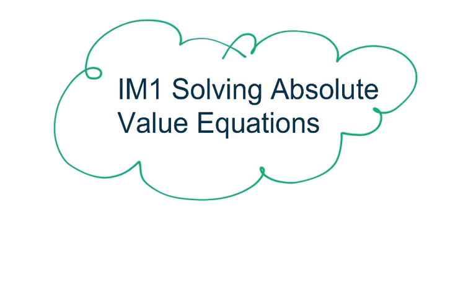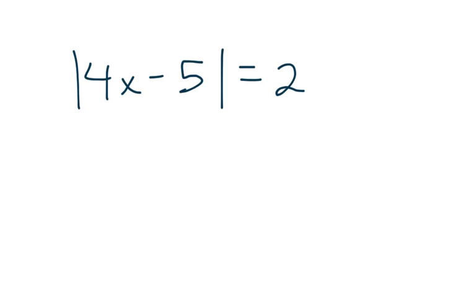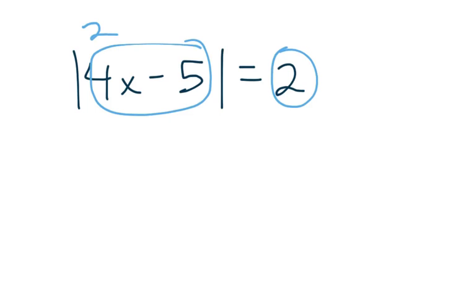Okay everyone, let's do a quick video on solving absolute value equations. So if we take a look at this problem, remember whatever's inside the absolute value, there's two possible answers. So since it equals 2, I know the whole thing equals positive 2 or negative 2, right? So we have two equations.